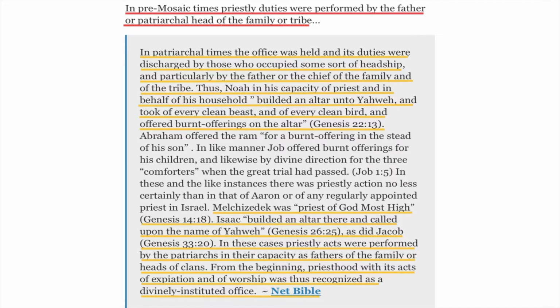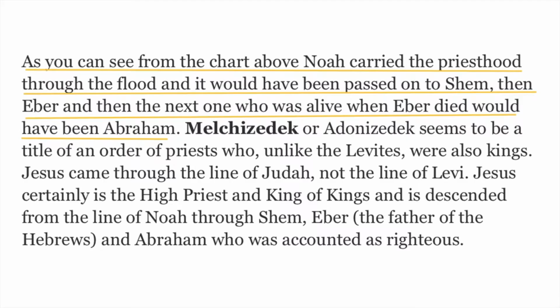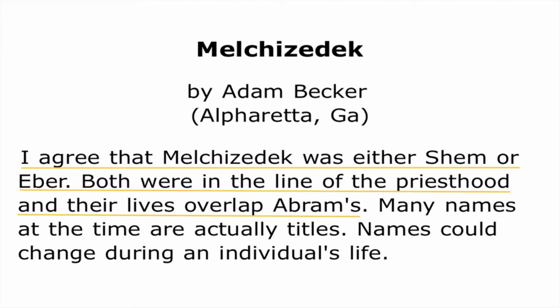instituted office. And so, as you can see from the chart above, Noah carried the priesthood through the flood, and it would have been passed on to Shem, then Eber, and then the next one who was alive when Eber died would have been Abraham. And this is from Adam Becker.